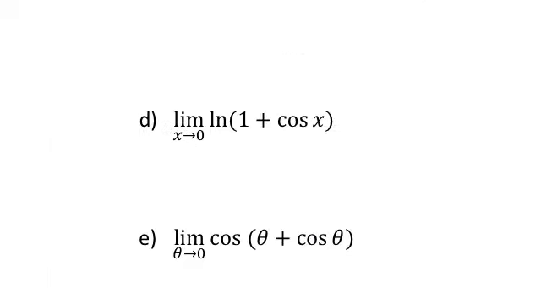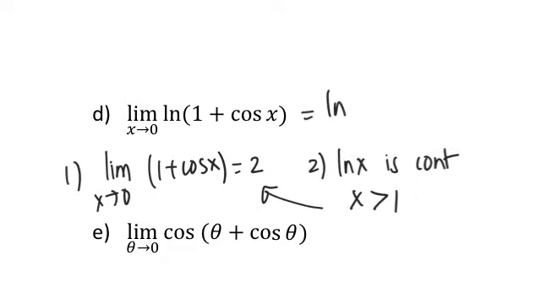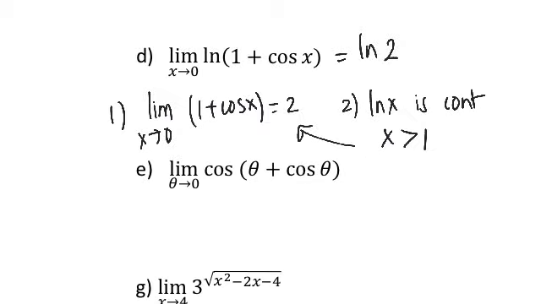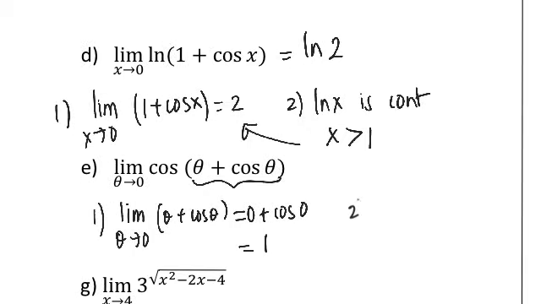This next one, let's see, the limit as x goes to 0 of 1 plus cosine x is equal to 2. ln x is continuous everywhere for x greater than 0, so it's definitely continuous at x equals 2. So this becomes ln of 2. Okay, this one, condition 1: the limit as theta goes to 0 of theta plus cosine theta, that's the inside function, is equal to 0 plus cosine 0, or 1. And cosine is continuous everywhere.